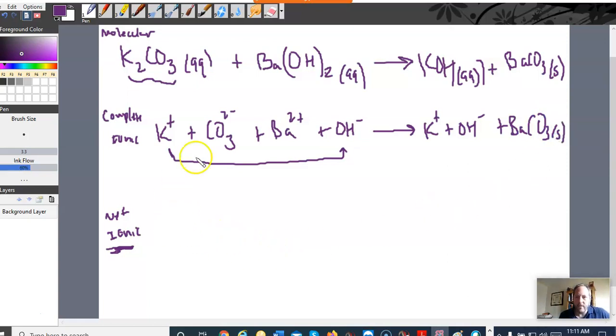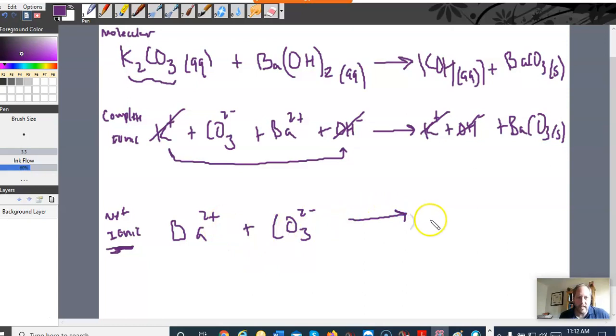All right, so my spectator ions are the potassium and the hydroxide. I sometimes will cross them out so I can see what's left over. With whatever's left over, we have barium plus carbonate. And again, you can write this in any order. A lot of people ask what order has to be written. You can write it in any order you want, as long as you have the correct ions and molecules in there.